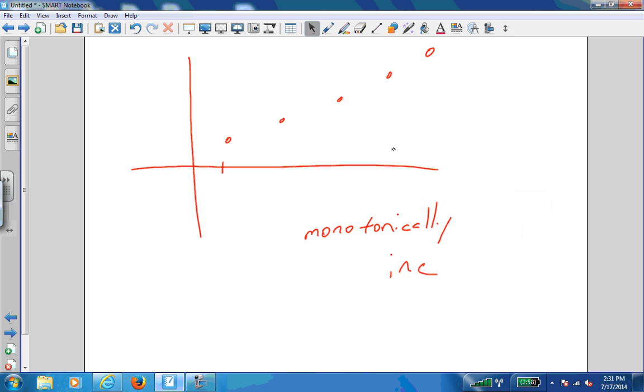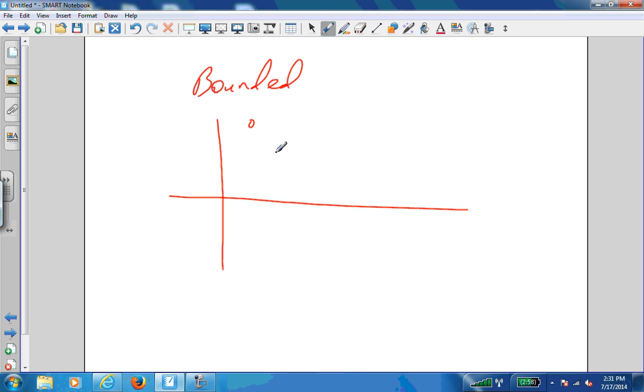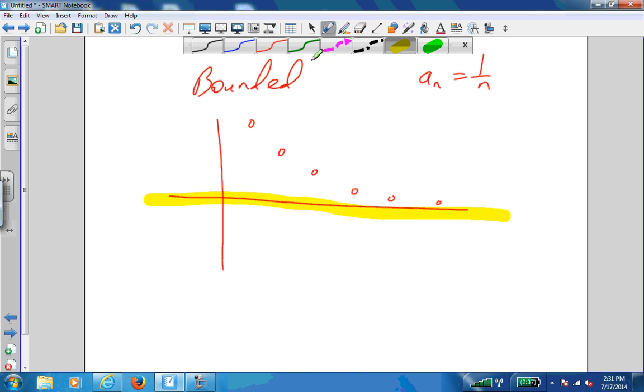Another idea dealing with sequences is the idea of being bounded. Something that is bounded is restricted. For example, if we go back to 1 over n, each value is getting smaller and smaller and smaller. But notice those never get negative. So we could say that that's bounded by 0. It never gets below the value of y equals 0.